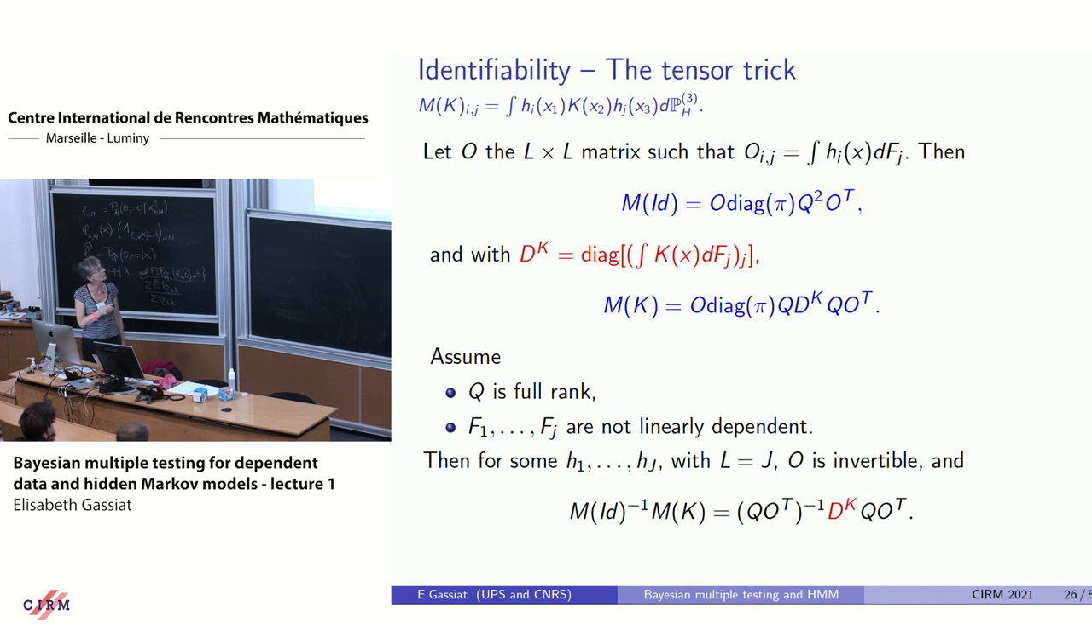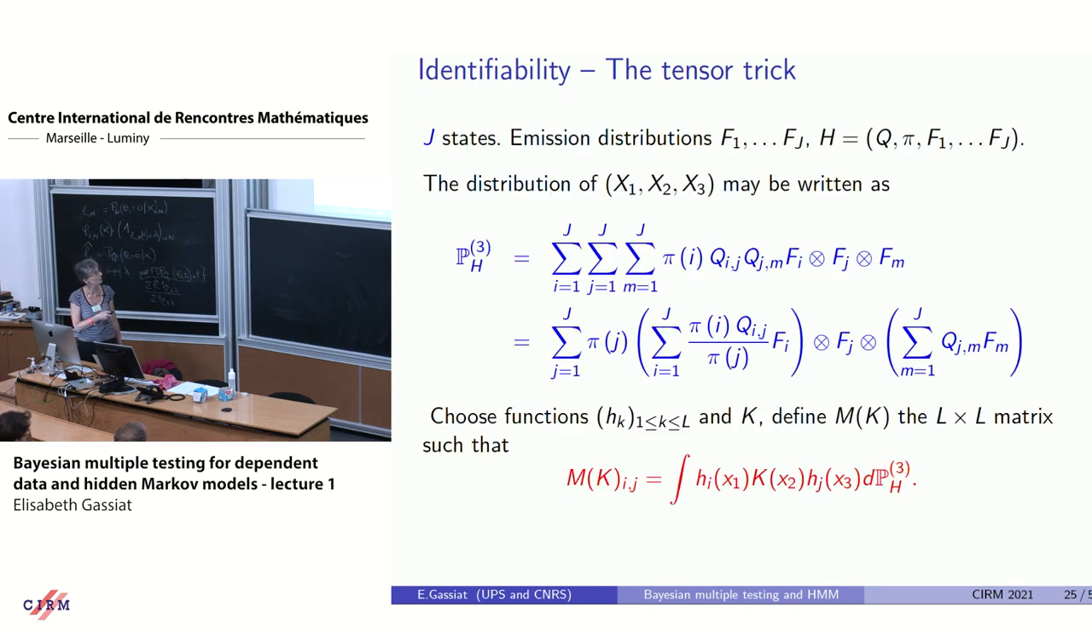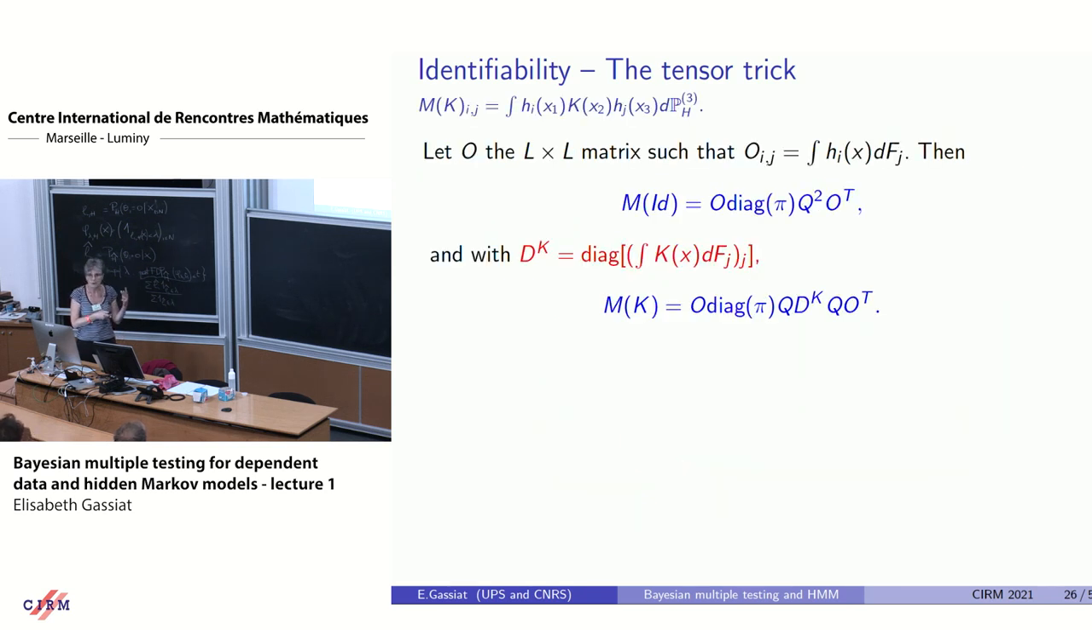And as soon as you know the FJs, then you know O, and then you know Q. If you know this, you know Q, and so on. You know everything. So the identifiability is not difficult when you know it and when you know how to use it. How to use it: easy, factorize, and then look at it carefully and you find everything.